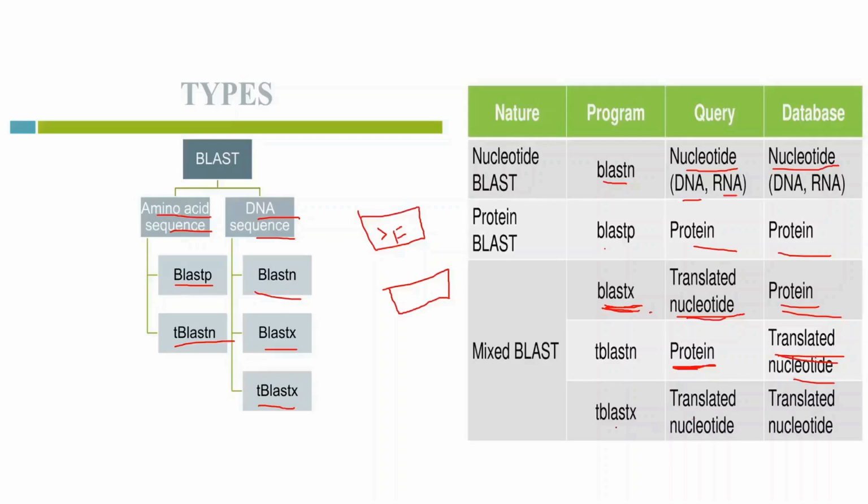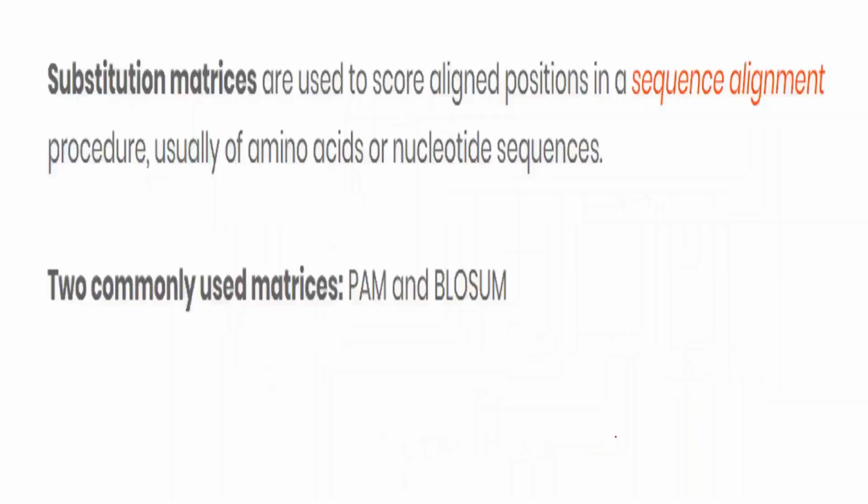Then you have TBLASTX. TBLASTX is translated nucleotide searched against translated nucleotide. Both are translated and both are nucleotide. Okay, so these are the different types of BLAST.